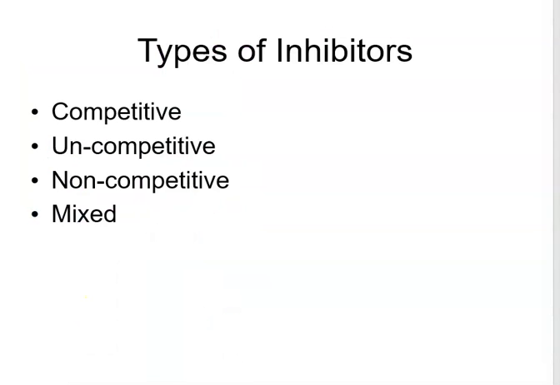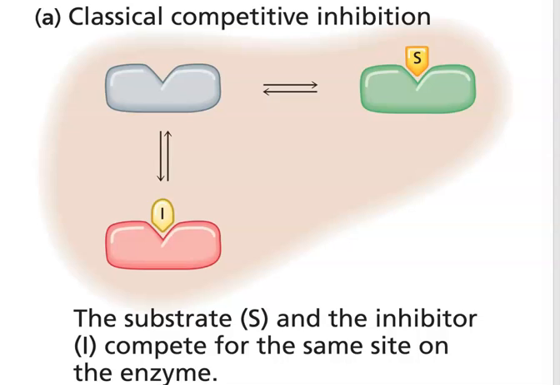We have different types of inhibitors: competitive, uncompetitive, non-competitive, and mixed inhibition. We're going to talk about all of these different types of inhibition. So classic competitive inhibition is where that substrate is going to be inhibited. It's a direct competition for that active site. So you can see here is your enzyme, and normally it's going to interact with a substrate, but that inhibitor binds to that same spot and it's competing for it. So it cannot work the same way.